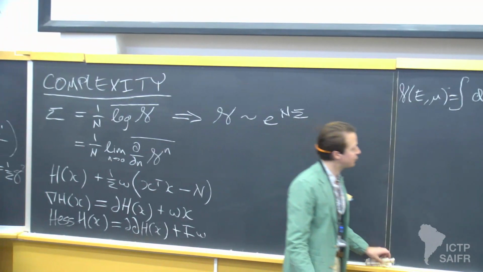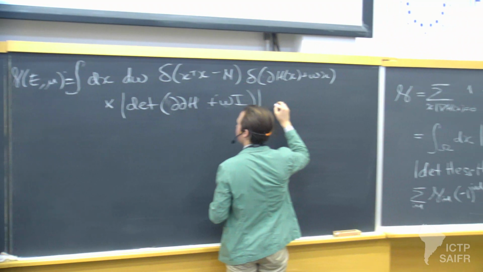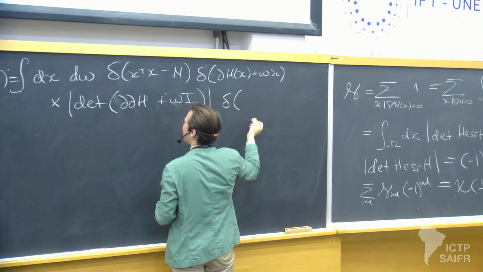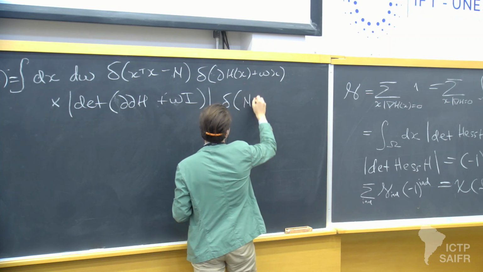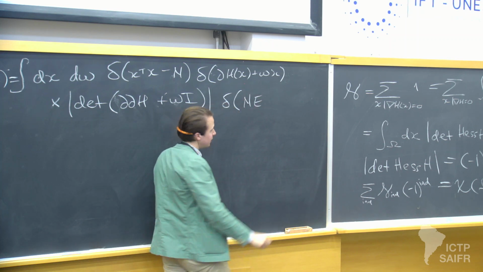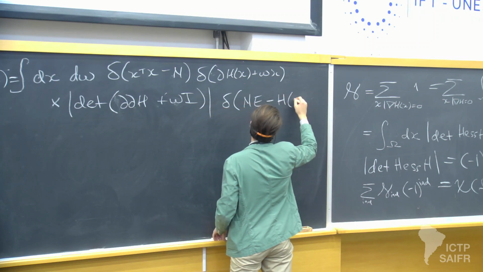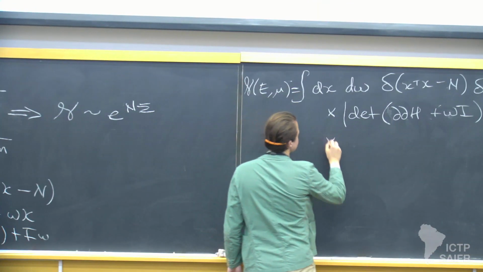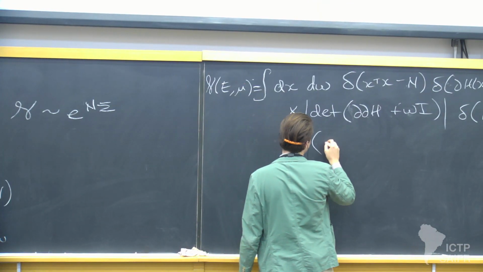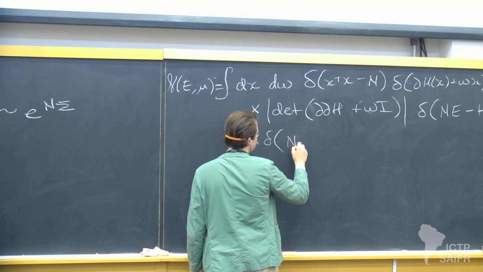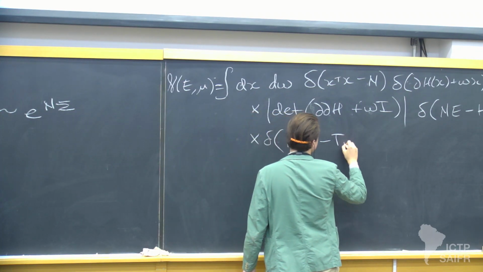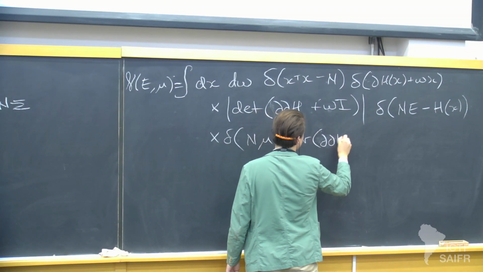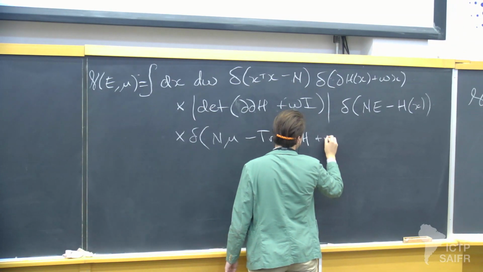So we can add this dependence through more delta functions. Sorry, not more Lagrange multipliers. Don't worry, these are the only one of those. More delta functions. We can take one delta function, which fixes the energy, by saying N, the energy density to order N, minus the value of the function at a certain point, times, again, this funny thing, the stability I defined on Monday, N times mu minus the trace of the Hessian, which is going to be the trace of the second derivative of h, plus omega I.